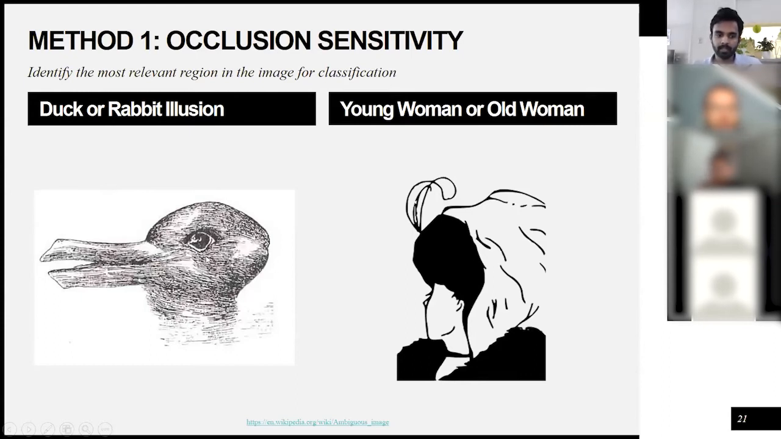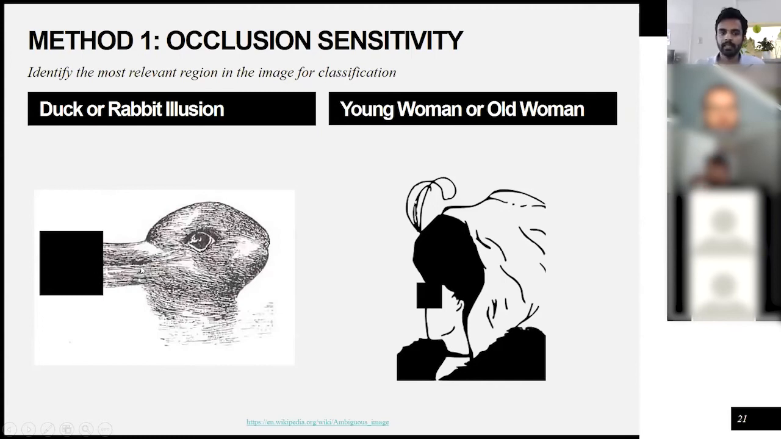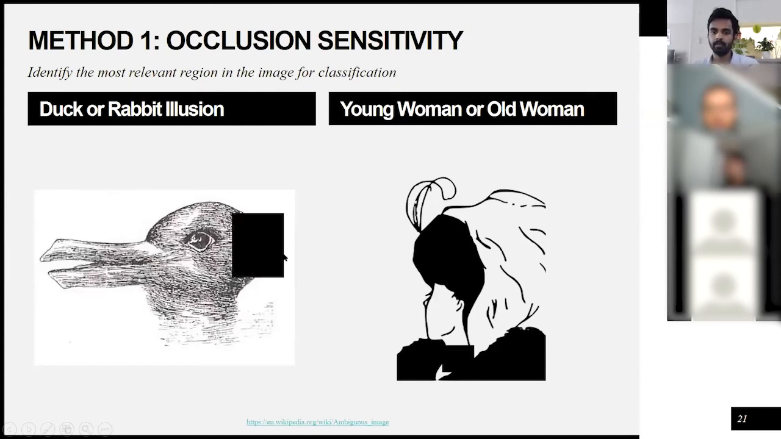So what happens is, if I occlude a certain region in the image, like I hide a certain part of the image, then there's a good chance that you classify this to be a rabbit more than the duck right now. And similarly, I'll be more inclined to classify this to be an older woman than the younger woman. And what if I occlude another part? If I occlude this part, there's a good chance that I'll be classifying this to be a duck, and this to be a younger lady. So there are certain parts of the image, depending on where you focus your attention, that lead us to arrive at this conclusion. The same thing applies for these machine learning models.